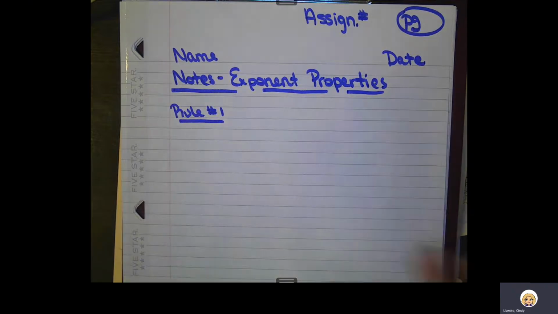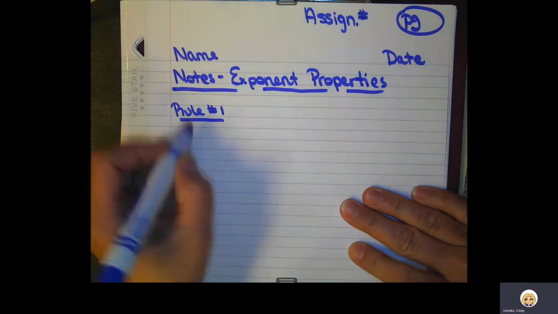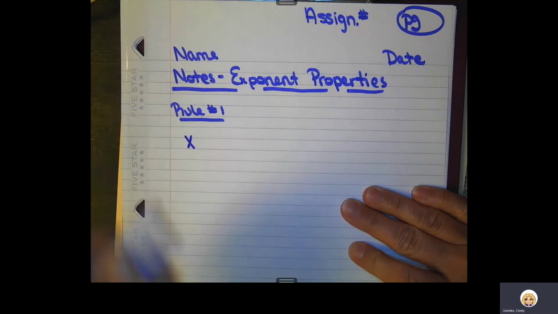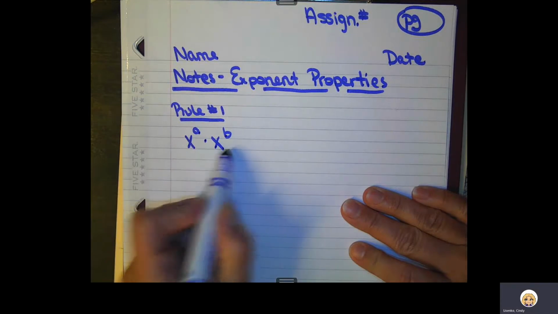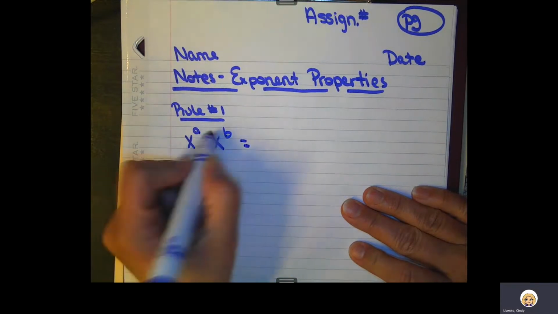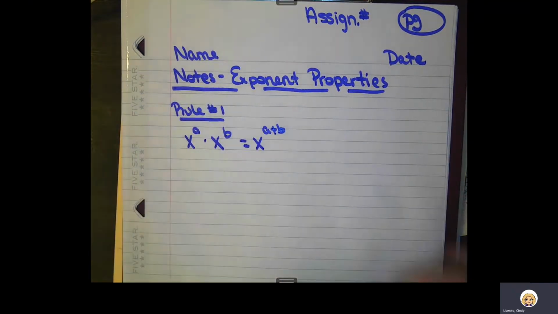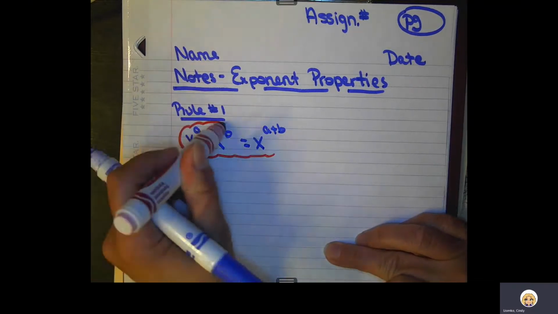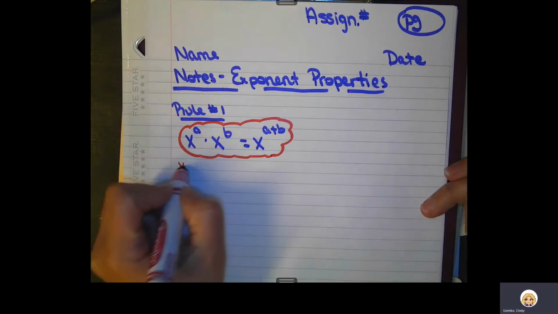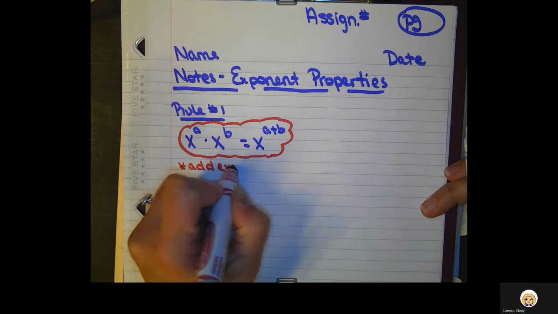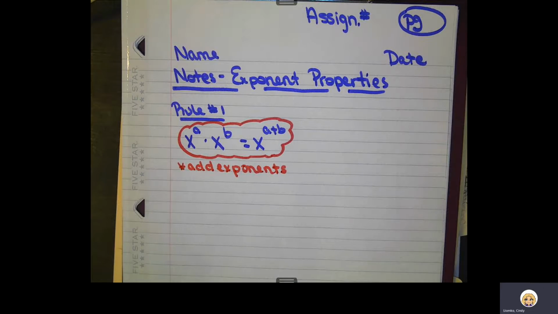So if you're ready, the first rule: if we have 2 powers we want to multiply, like x to the a power times x to the b power, and they have the same base, meaning this bottom, we can add these exponents to become x to the a plus b power. There's our rule. So what I'm going to do is bubble it, and then underneath I'm going to write add exponents. So when you have the same base, you can add the exponents.